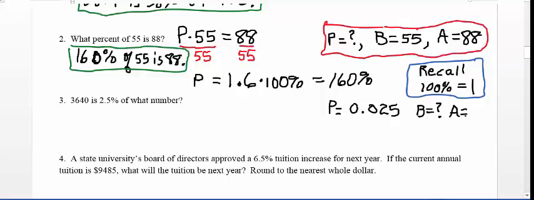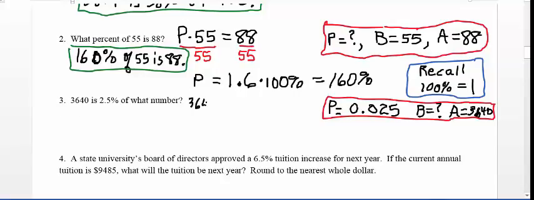A, in this particular way of writing, comes before the "is," and that's 3,640. "Is" is the same as equals. So in this problem, we've put what was on the left in problem 2 on the right of the equals. So 3,640 equals our percent times our base.